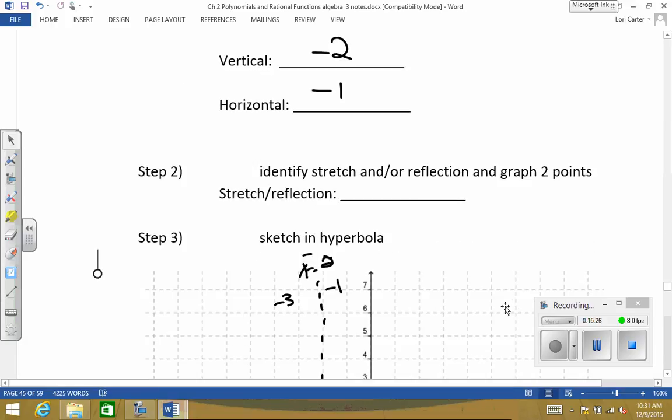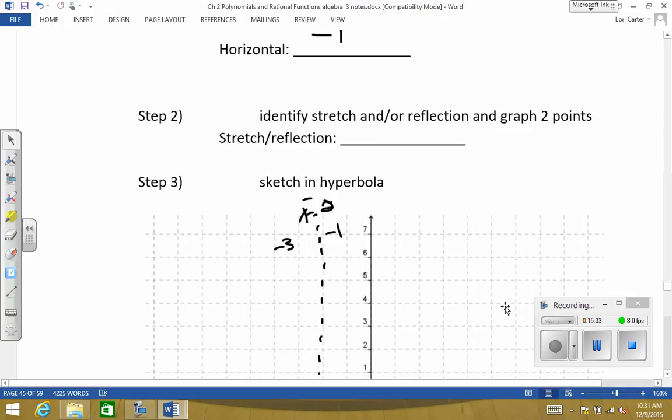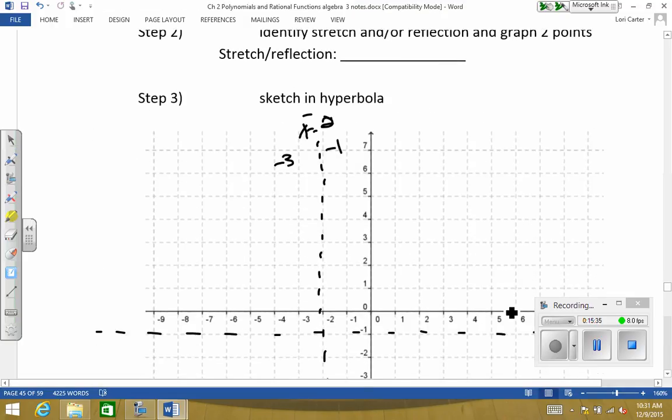This thing hates me today. What's my original problem? So I don't have to go back up there. -3 over x plus 2 minus 1. It's 2. -3 over x plus 2 minus 1.